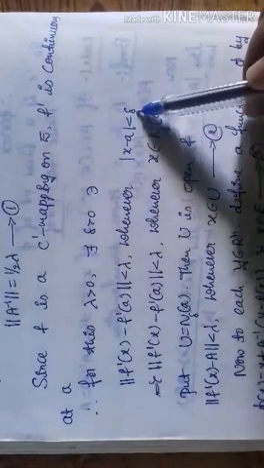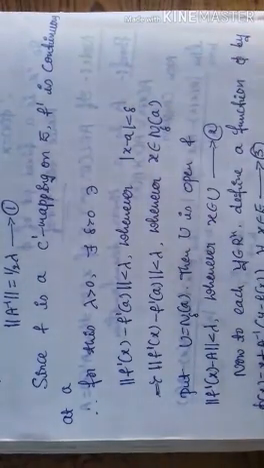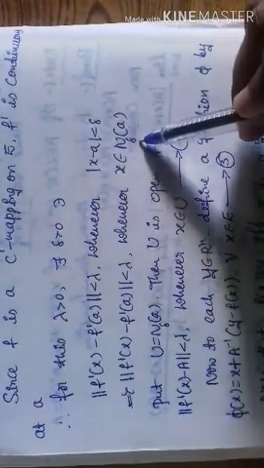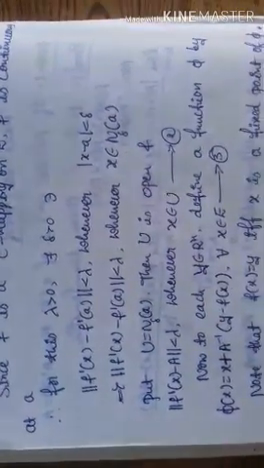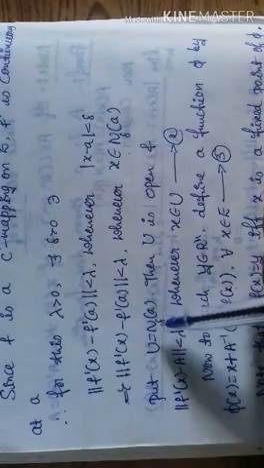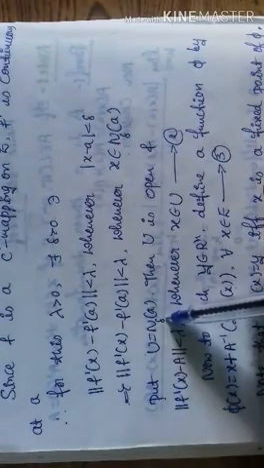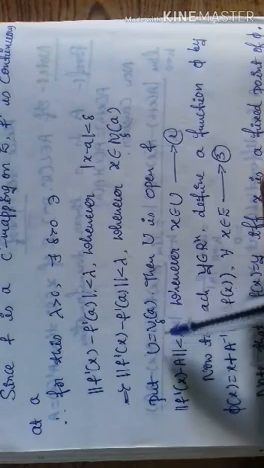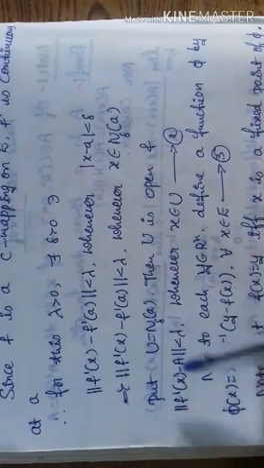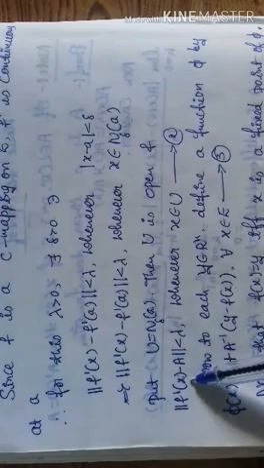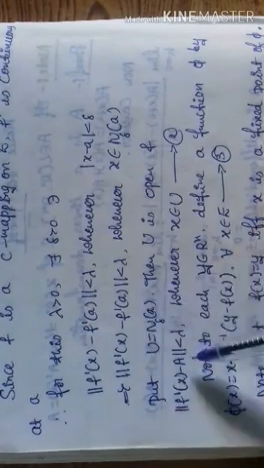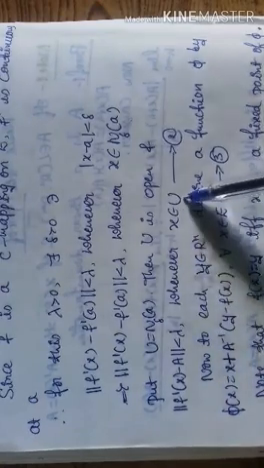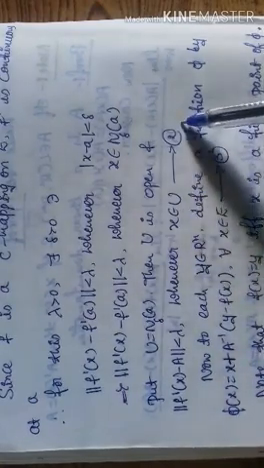This can be written in the neighborhood definition, that is X belongs to neighborhood of A with radius delta. Put U is equal to neighborhood of A with radius delta. We know that every neighborhood is an open set, so U is open. Therefore, norm F dash of X minus A is less than lambda whenever X belongs to U. Call this as equation number 2.